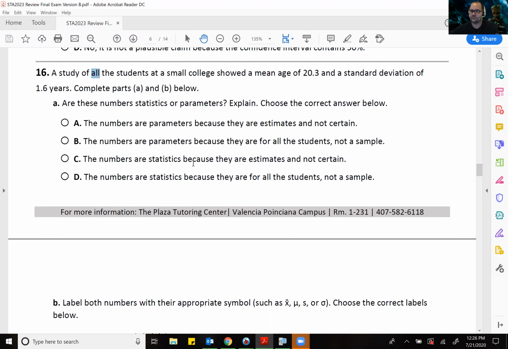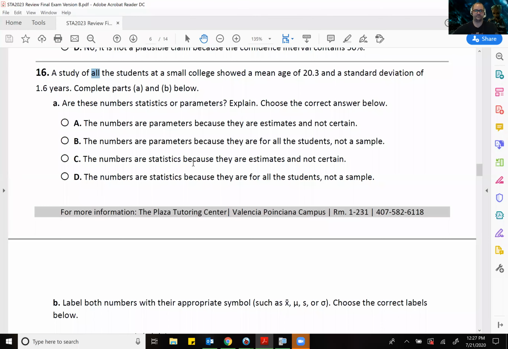So the numbers are parameters because they are for all the students, not a sample, because you're talking about your entire population there at this small college.